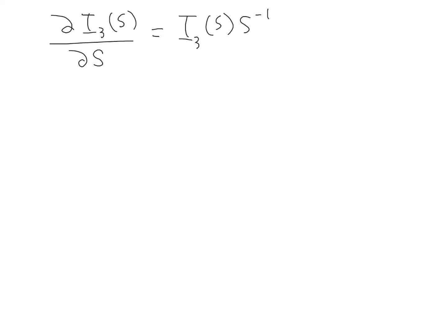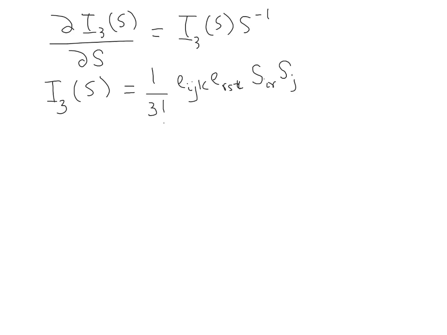Like I said, the first thing is that you must know how to write this third invariant in component form. This is the determinant of S. From tensor algebra, we wrote the determinant as 1 over 3 factorial, that's 1 over 6, times the alternating symbol ijk, the alternating symbol rst, then S with the first index on your alternating symbol, S with the second index, S with the third index. So that's the pattern for you to write that.